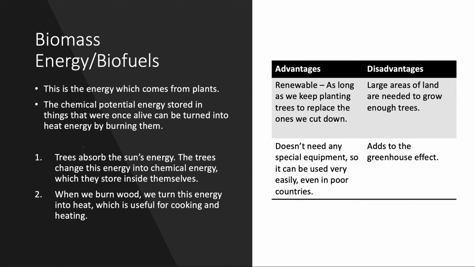And again, some advantages are that they're renewable as long as we keep planting trees to replace the ones we cut down, and we don't need any special equipment, so it can be used very easily even in poor countries because nearly every place in the world has many trees. However, some disadvantages include that large areas of land are needed to grow enough trees, and it adds to the greenhouse effect, which we will be looking at in chemistry, which is chemistry of the atmosphere.